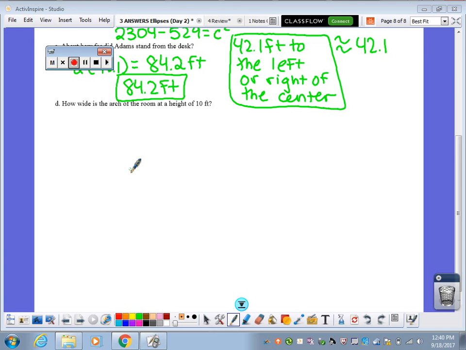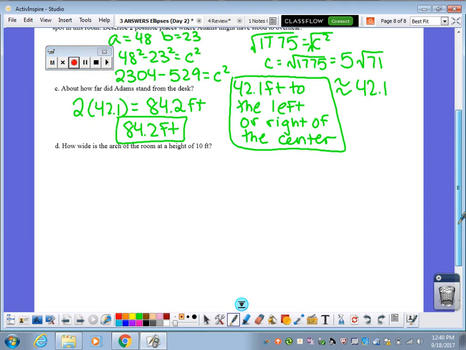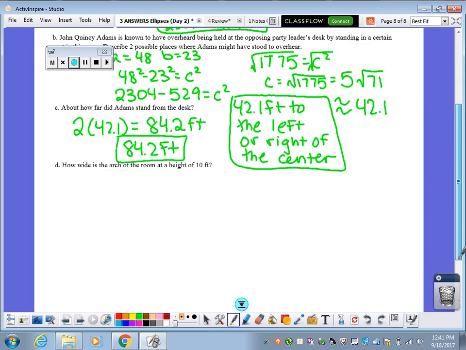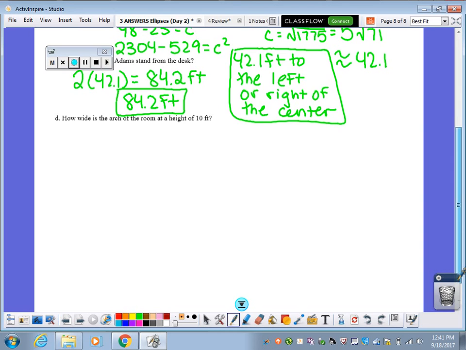So for our last problem, it says, how wide is the arch of the room at a height of 10 feet? So if we look back up to our original problem, we can see we have a height of 10 feet right here, and we would have one maybe potentially right here, just drawing some random lines. So what we need to know right now is we are looking for this value right here. So to do that, essentially all we need to do is put 10 in for y.